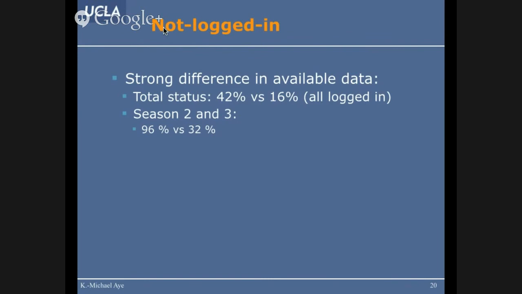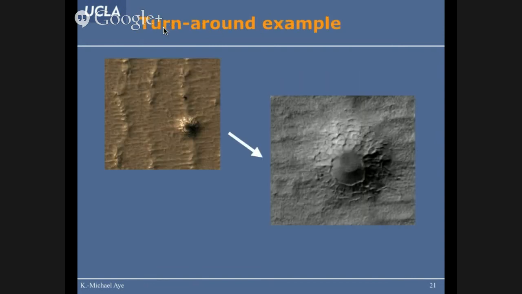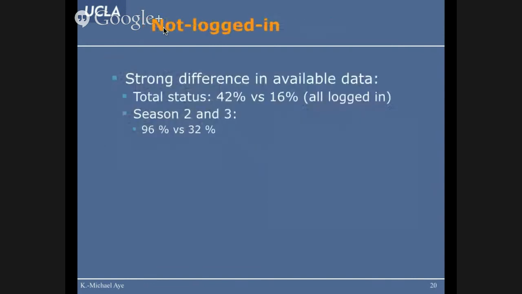Yes, this was interesting to me. We have a strong difference with not logged in people. If I use them, my whole data set is 42% done versus 16% if I'm not using them. For season 2 and 3, it's 96% done versus 32% if I wouldn't use the not logged in data. But also, the majority of season 2 and 3 was done during stargazing. So yeah, there's potentially a motivation difference. We can think about that.